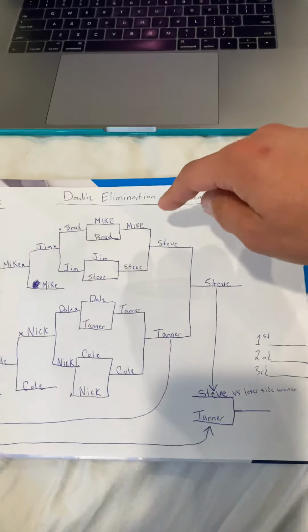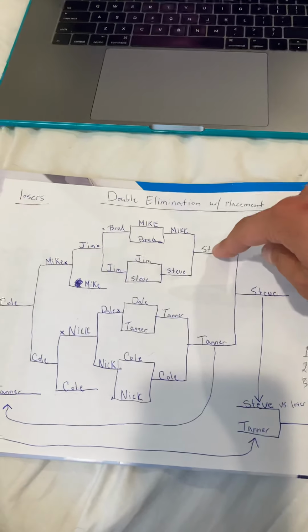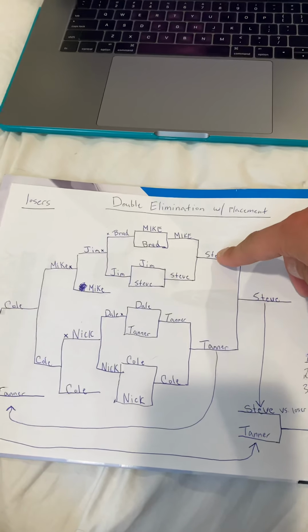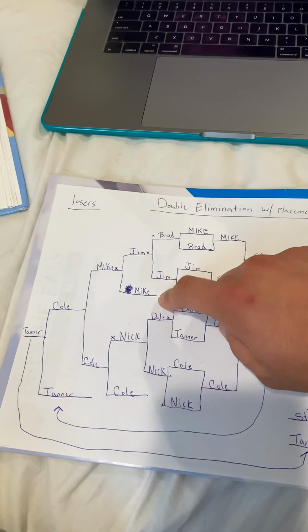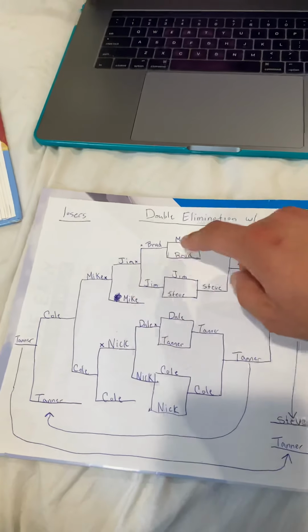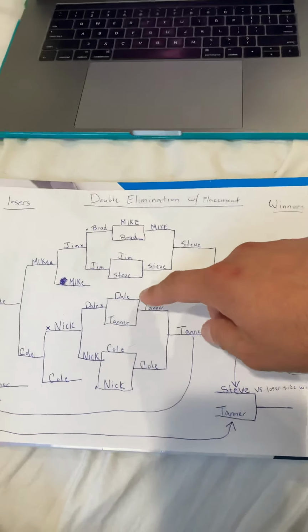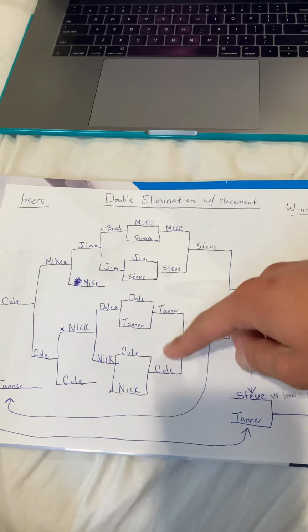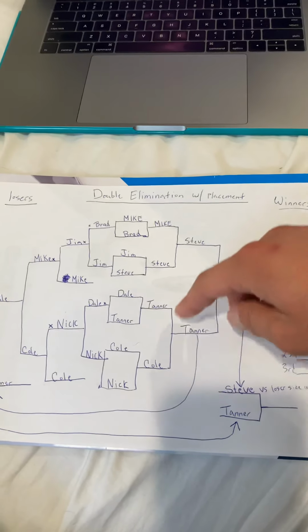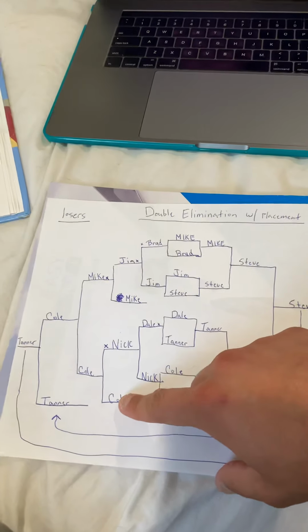So then for this winner side, we have Mike and Steve. Steve wins. And so what happens to Mike is Mike goes over to this line over here that's not connected to anybody, and he's going to play one of these 2 losers. So same thing here. Tanner and Cole raced against each other. Tanner won, so Cole moves over here to this line.